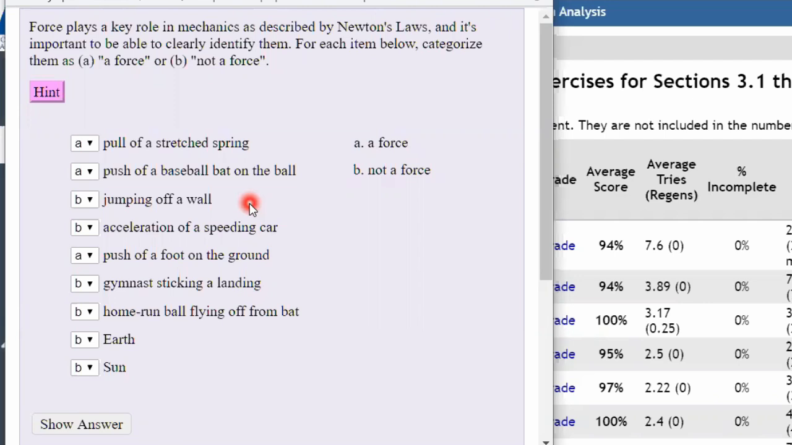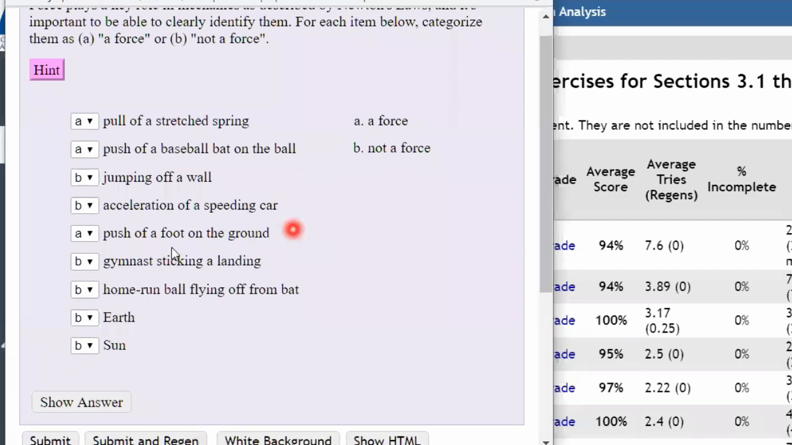And the event could involve a lot of force, but the event itself is not a force. Same thing here, acceleration of a speeding car. I mean, the acceleration must have involved a force for there to be an acceleration, but the acceleration itself is not a force. It's a very technical distinction.